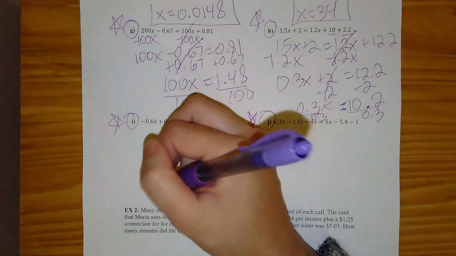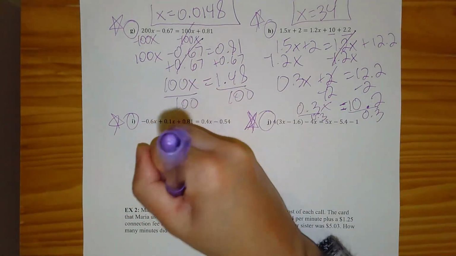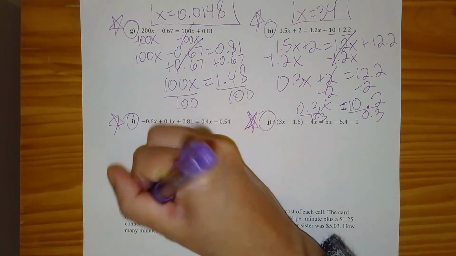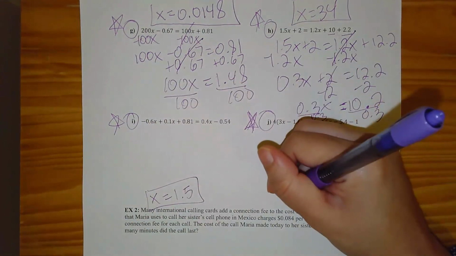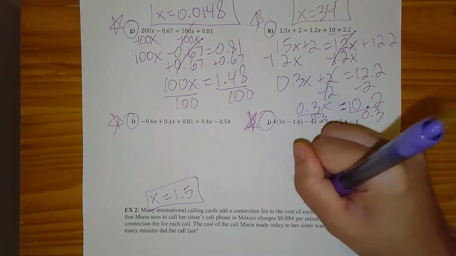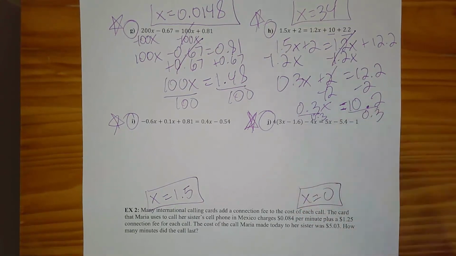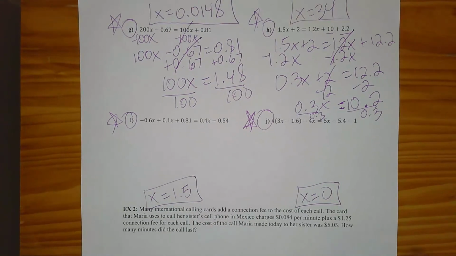In part I, you should be getting that x equals 1.5. In part J, you should get that x equals 0. Okay, so the work for this one, I'm just going to show you my other page here, with them already worked out.